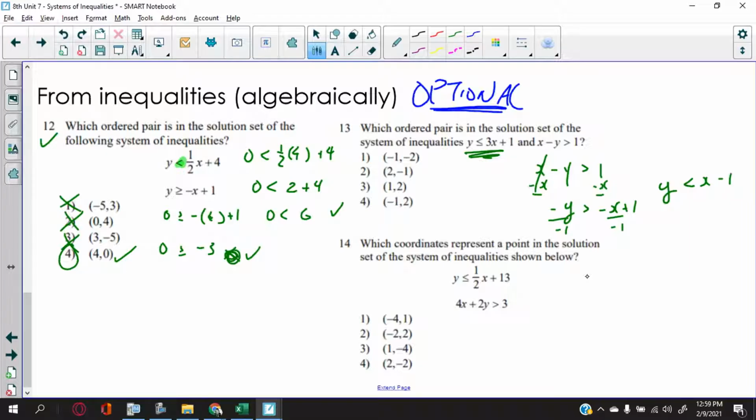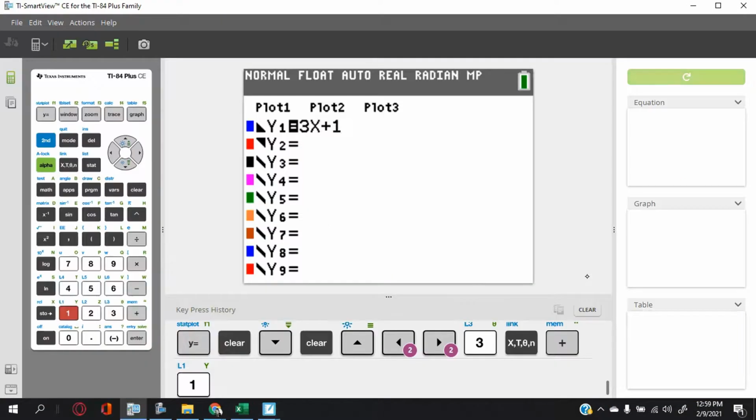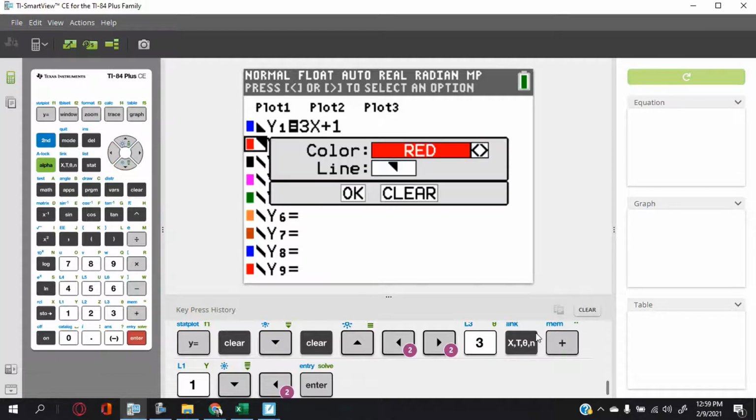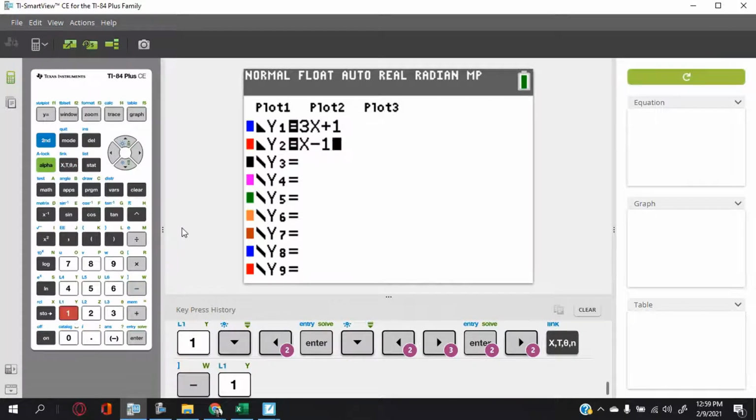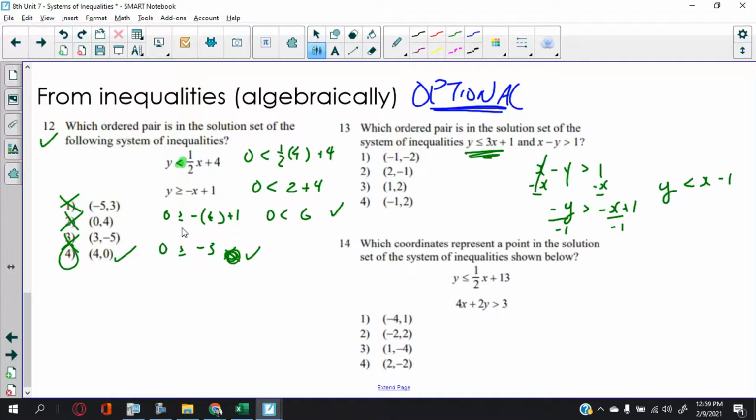Wait. The first one is also less than, right? Yeah. So this one's less than x minus 1. Let's see. X minus 1. Yep, alright, let's graph this.